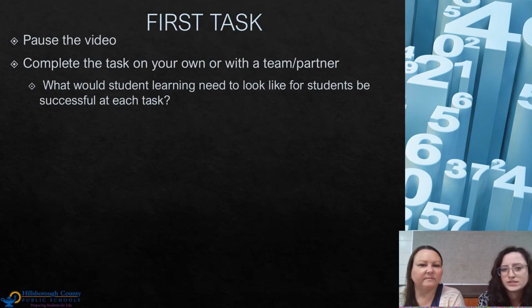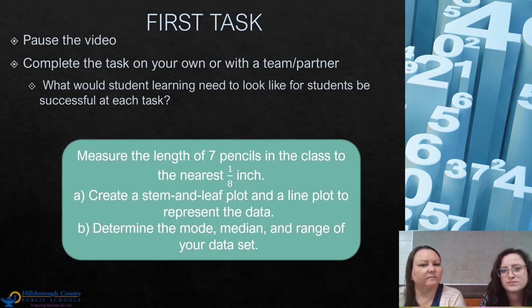So here's your first task. You're going to pause the video and complete the task on your own or with a team and partner. I want you to consider what student learning would need to look like for students to be successful for each part of this task. You have measured the lengths of 7 pencils in the class to the nearest eighth of an inch, and then students are asked to create a stem and leaf plot and a line plot to represent the data and determine the mode, median, and range of the data set.